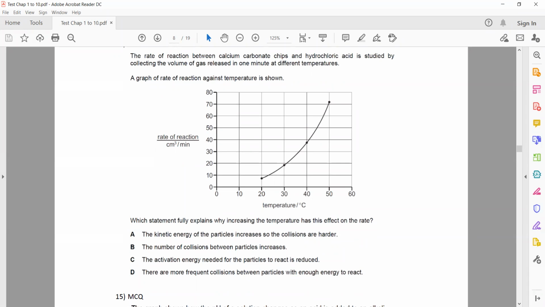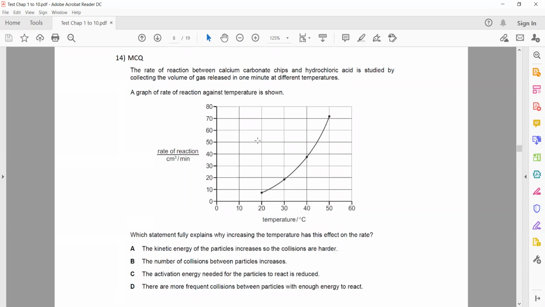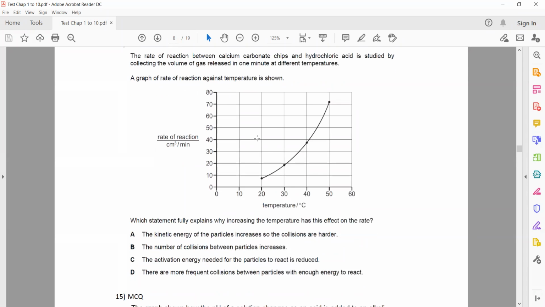So when you increase the temperature, what happens? The particles will have more energy and they will collide more often, or most of the particles will have energy more than the activation energy. That's why they will result in the formation of product faster.